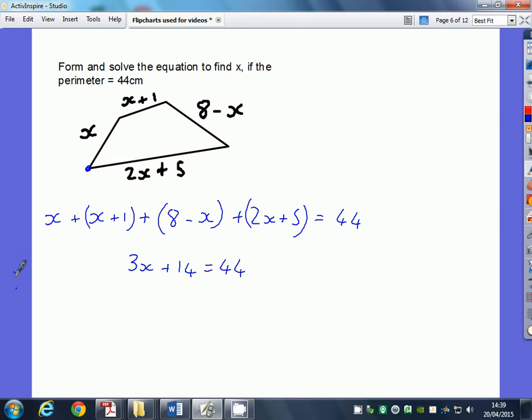And I've now got a nice easy equation to solve. Subtract 14 from both sides. Leaves me with 3x equals 30. Divide both sides by 3. Gives me x equals 10.